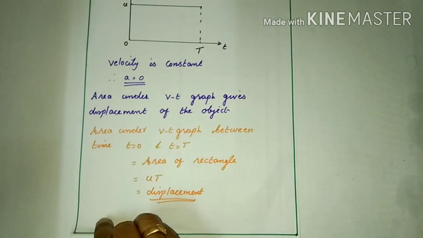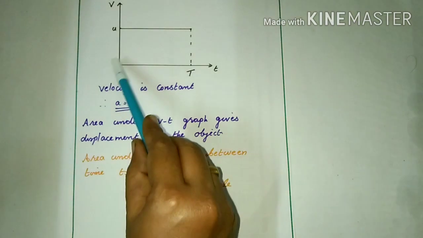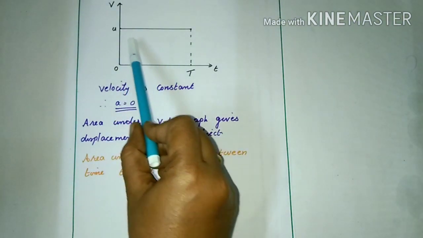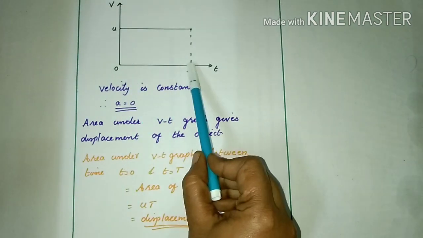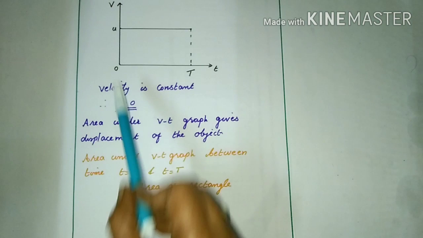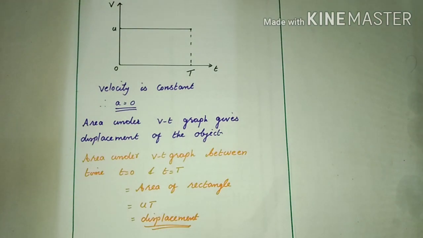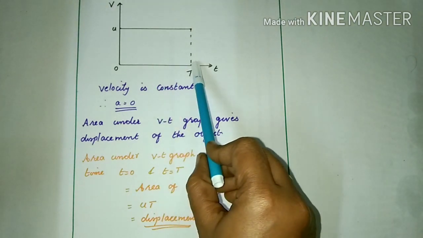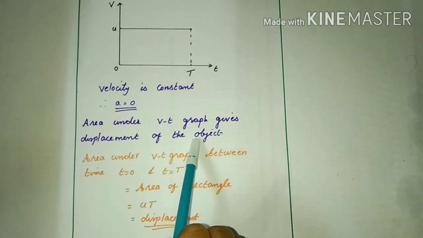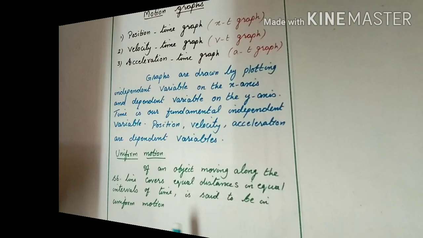So what is the area of a rectangle? That is length into breadth. So what is the length here? That is equal to t, and the breadth is u, that is 0 to u. So u into t is equal to displacement. So area under the velocity time graph for uniform motion gives the displacement of the object.